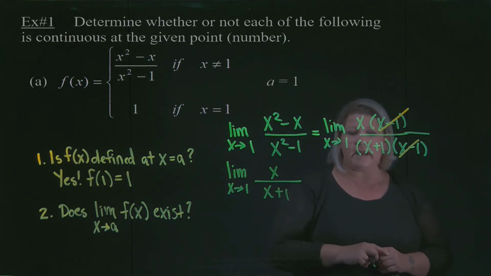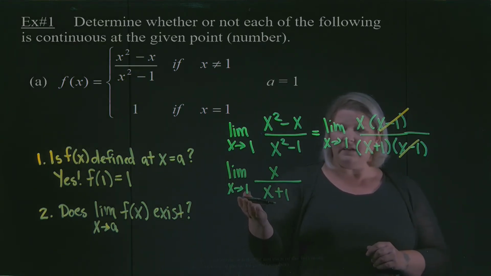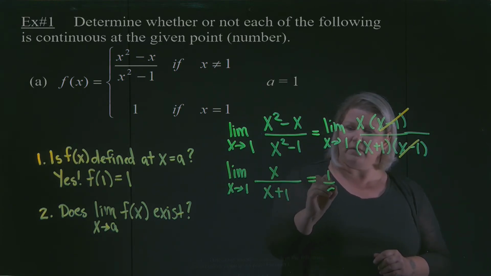Now we can plug 1 back in again. So I'll plug in 1. I'm going to get 1 over 1 plus 1, and that will give me 1/2.